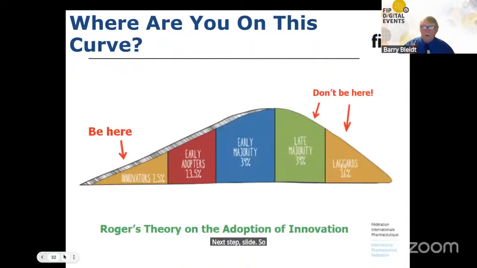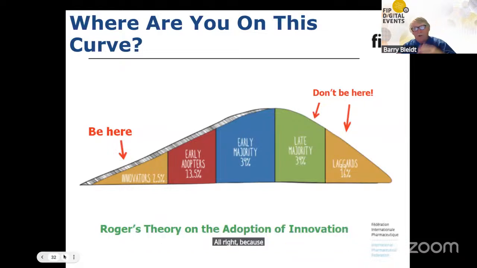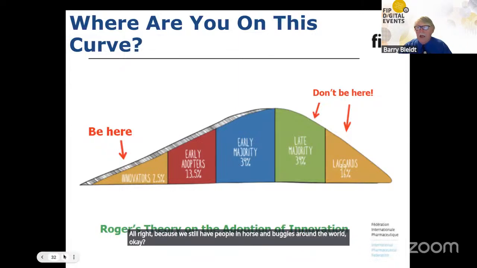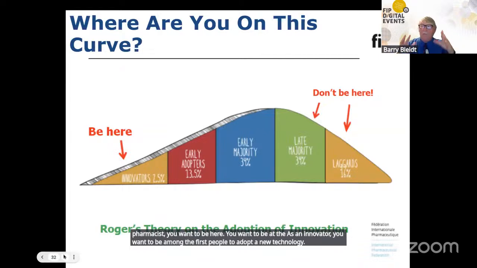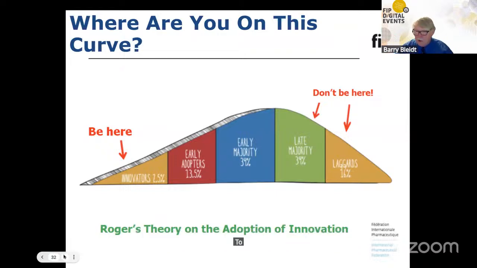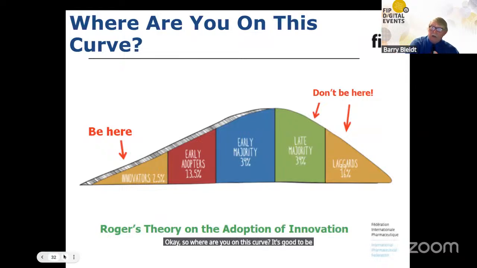So Rogers has things divided into five categories: innovators, early adopters, the early majority, the late majority, and then the laggards, the people who are the last to adopt technology. And not everybody adopts, you know how that goes, because we still have people in horse and buggies around the world. So what I'm saying to you as a practicing professional, or as a student pharmacist, is you want to be at the innovation end as an innovator. You want to be among the first people to adopt a new technology. That way, you become more important to your organization, to your family, to your patients, because you're among the first to use it. So where are you on this curve? It's good to be at the growing end. Early adopter is also good. All right, so what's the next slide?